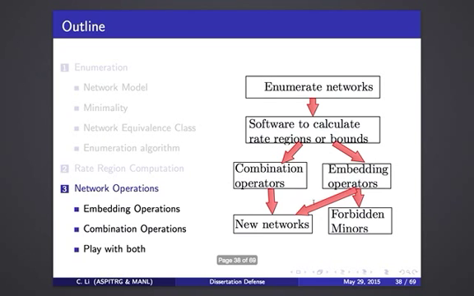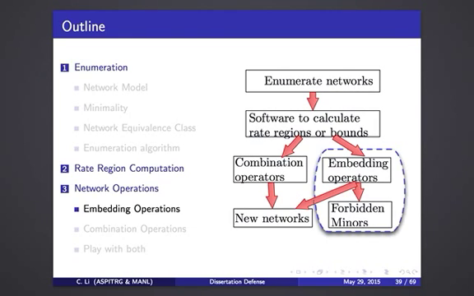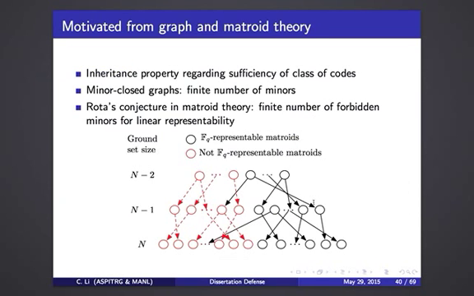Okay. So as I said before, after obtaining so many rate regions, we would like to learn from them. So next we will introduce the network operators to relate networks and construct new networks. So let's first see the embedding operations and their results on forbidden network minors. So as I said at the beginning, we would like to see if there exists some inheritance property regarding the sufficiency of a class of linear codes.